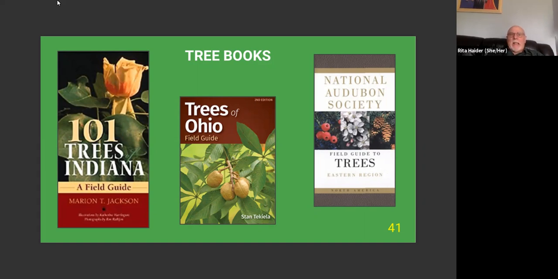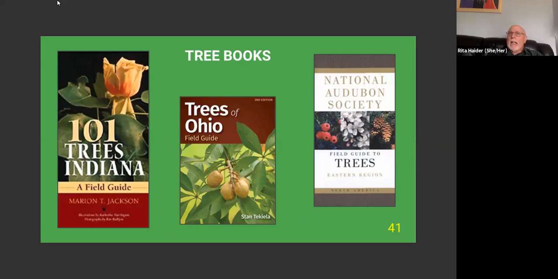Stan Tekiela's Trees of Ohio field guide. He's got tree guides all over the country and bird guides and a lot of stuff. He's covered a lot of ground. This is a good book for starting, and it's got most of the common trees in Ohio. Not a huge amount of detail, but nice illustrations. You can find it anywhere, and it costs usually a little under $10. The Trees of Indiana will run more like $20.